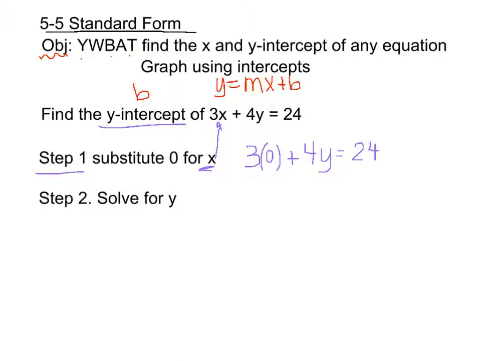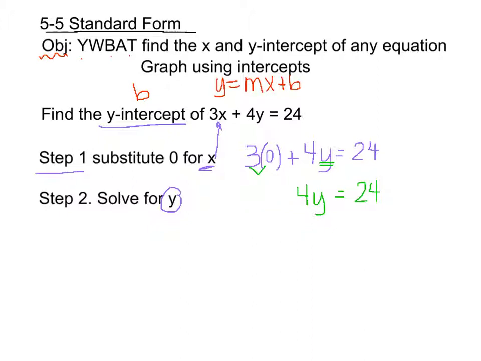Okay, after I substitute that in for x, what do I do? Well, step 2 says I'm going to solve for y. So basically you're going to ignore all of the variables or numbers except for y. That's what I'm trying to solve for. So I first have to do this multiplication here, which is 0. So I have 4y is equal to 24. Remember, adding 0 to something doesn't matter. So essentially I just have 4y is equal to 24.